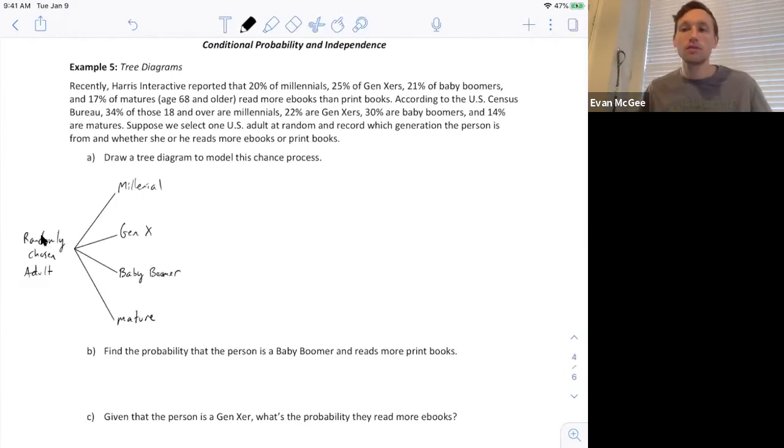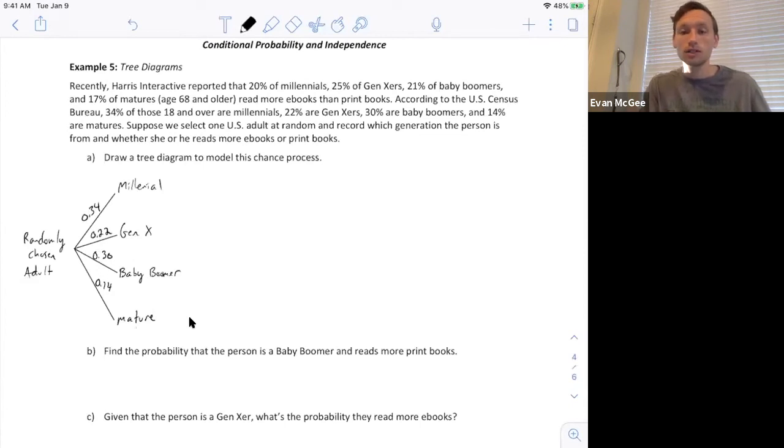So this is the outcome of the first event. If I randomly choose a US adult, they'll either be millennial, Gen Xer, baby boomer, or mature. And the probabilities are listed here. They've told us that 34% are millennials, so I'm going to add 0.34, and 22% are Gen Xers, 30% are baby boomers, and 14% are mature. So I should add all these together and make sure that they all add up to 1, because if I randomly select a person, they will have to be in one of these 4 categories.